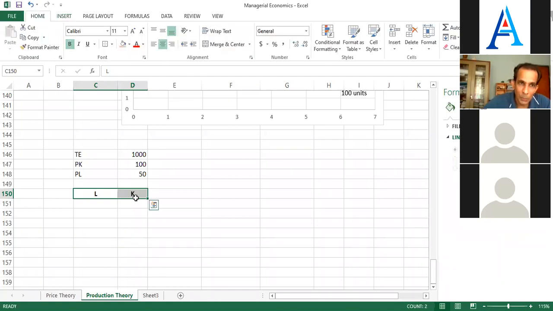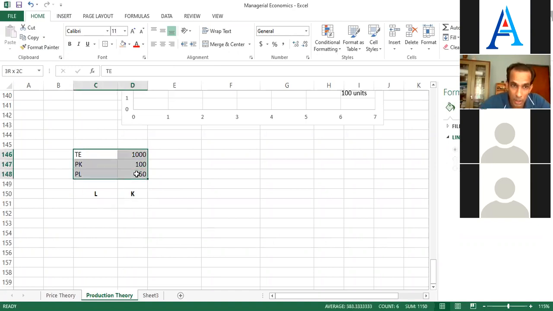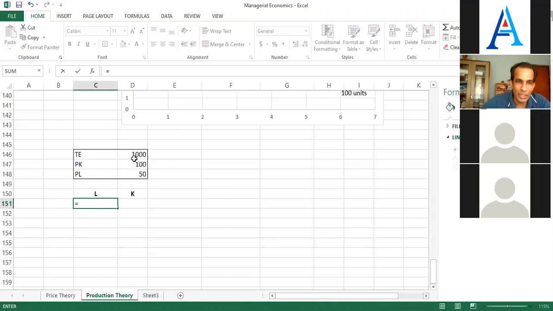For example, suppose the firm is going to use the total amount they can spend for the inputs. So this shows the information to purchase inputs. The total amount the firm can spend is $1,000. The price of a capital unit is 100. The price of a labor unit is 50. If the firm is going to use only labor to produce this product, what is the maximum level of labor they can use? That's easy: 20. We have to divide the total expenditure by the price of labor.